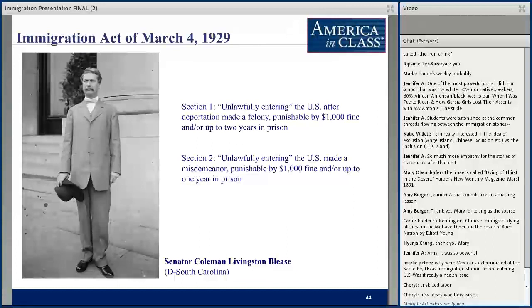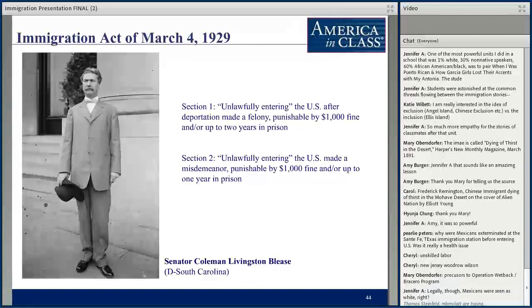And I sure do hope you all download this law and share it with your students because it remains law today. That law was introduced to Congress by Senator Coleman Livingston Blease from South Carolina, who entered Congress with no other purpose than to guard white supremacy. He was one of the most rabid white supremacists of the 1920s. He was one of the few congressmen to actually cheer and advocate for black lynchings. He is the man who brings us the criminalization of unlawful entry to the United States.